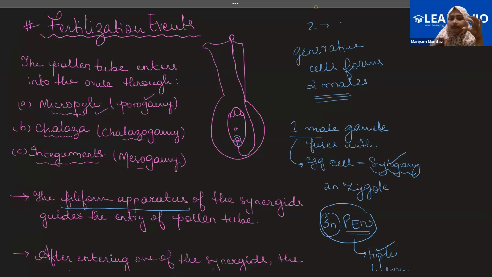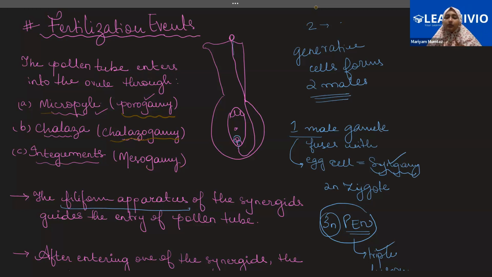Now, there are various places from which the pollen tube can enter. If the pollen tube enters through the micropyle, that pore area where the integument was absent, it is known as porogamy. If the pollen tube is entering through the chalaza side, then that is known as chalazogamy. If the pollen tube is entering through the integuments, the protective covering surrounding the nucellus, that is known as mesogamy. So it can enter through any of the areas.